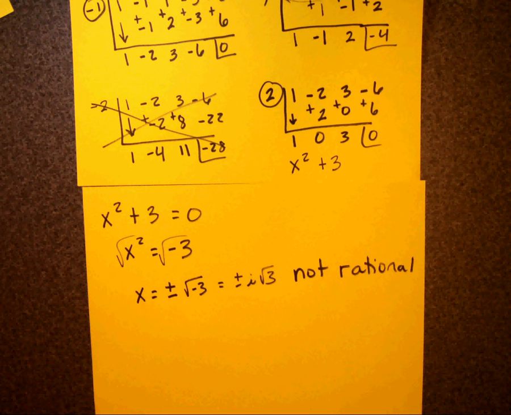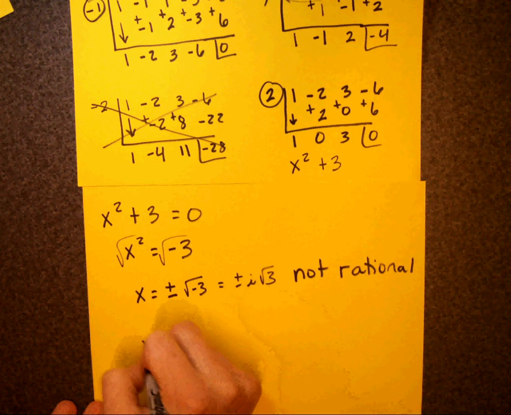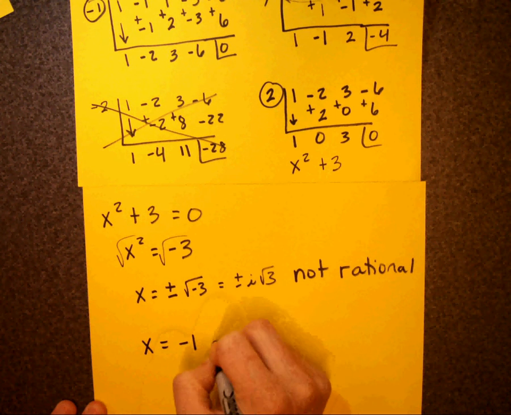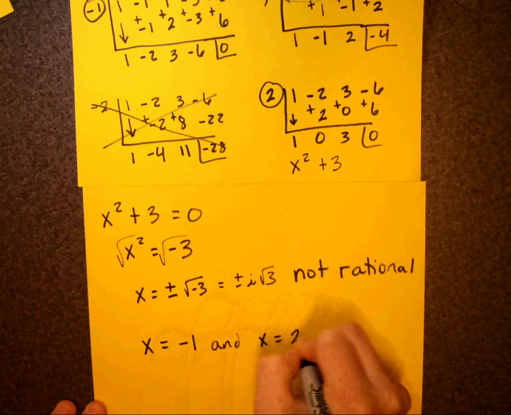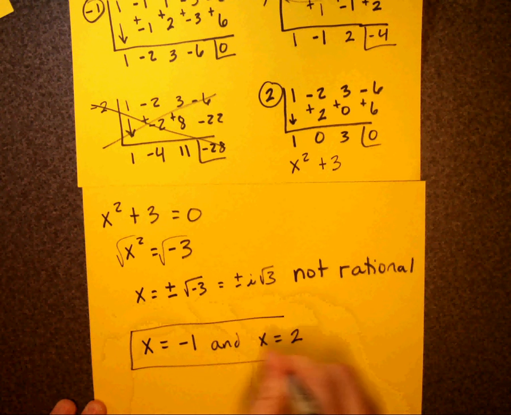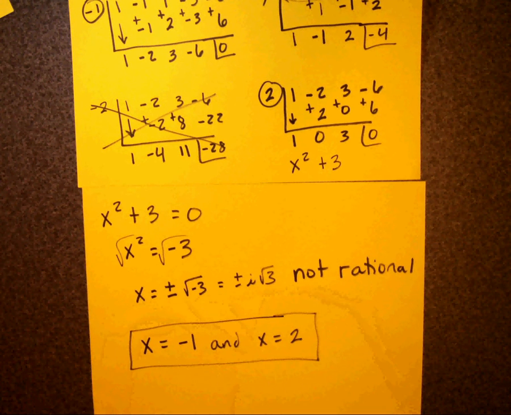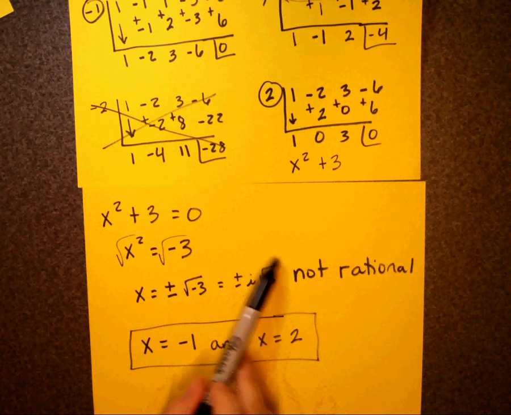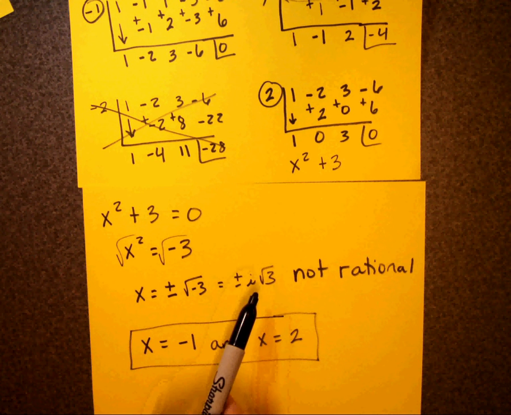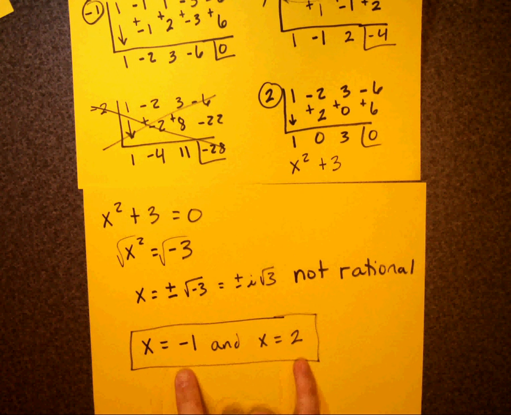So the only rational roots to our quartic are x equals negative 1 and x equals positive 2. All right, so the wording's important. If we simply were asked to find all of the zeros or all of the roots, then we'd include these ugly ones right here. But since we were only asked to find the rational zeros, I just want the pretty ones, and so we're done.